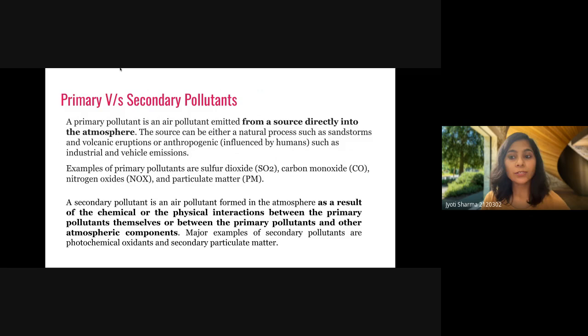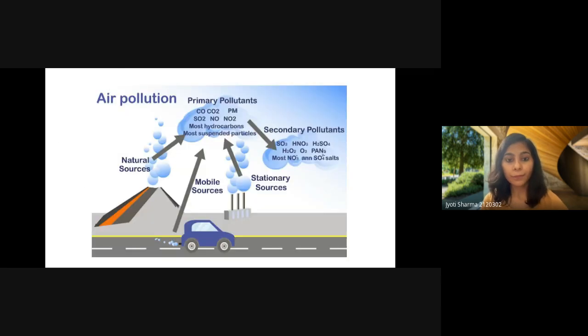Okay, coming to the next question. Here again, this is the picture by which you can understand. So from natural source, from mobile source, from stationary source, these will be the primary pollutant, and then there will be the reaction in the atmosphere among primary pollutants or with another gas, that will give you the secondary. So these are more examples of secondary pollutant you can see here. Either it is nitric acid or sulfuric acid, peroxide, then ozone, PAN, and so we do have a lot of examples of secondary pollutant as well.